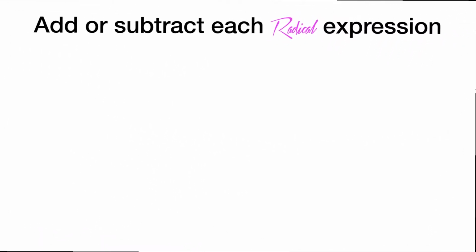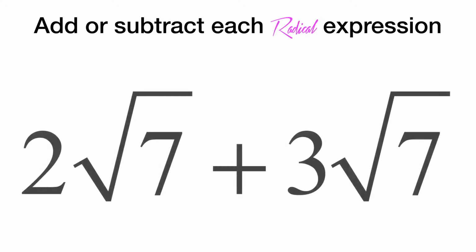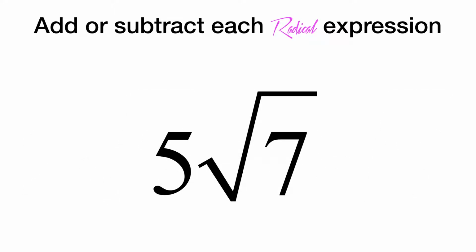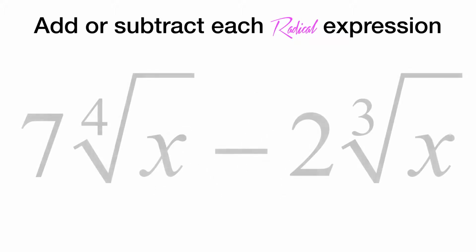All right, so now we're going to add or subtract each radical expression. We're going to start with this one. It's pretty easy. 2 square roots of 7 plus 3 square roots of 7 is 5 square roots of 7. All right, let's try another one.